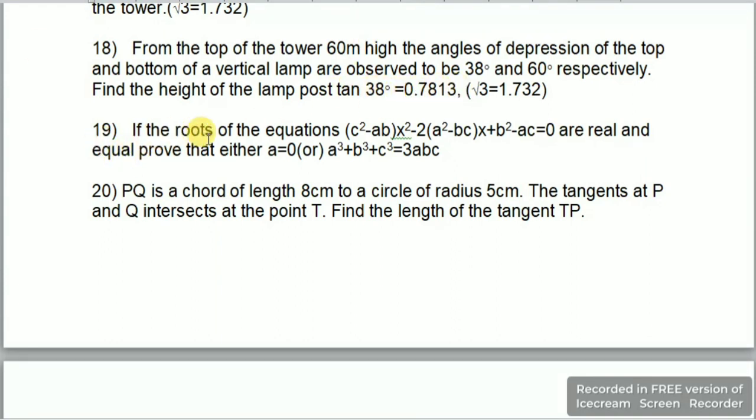19th question, if the roots of the equation (c squared minus ab)x squared minus 2(a squared minus bc)x plus (b squared minus ac) equals 0 are real and equal, prove that either a equals 0 or a cubed plus b cubed plus c cubed equals 3abc.